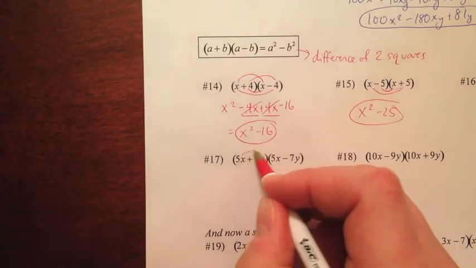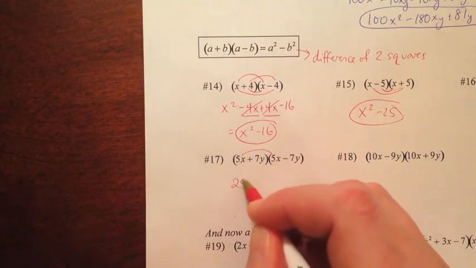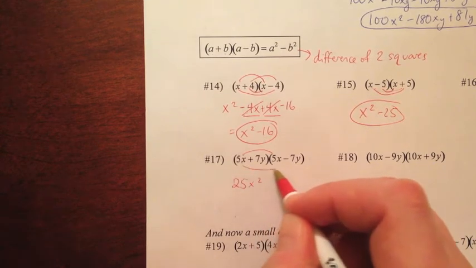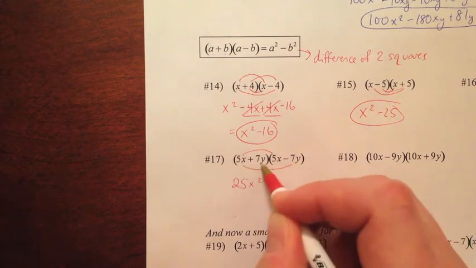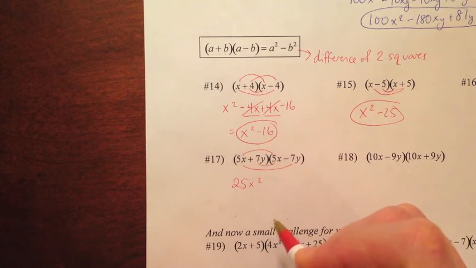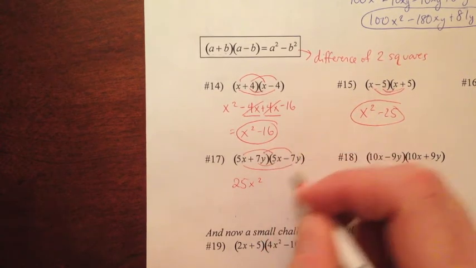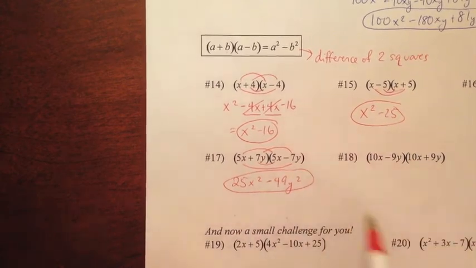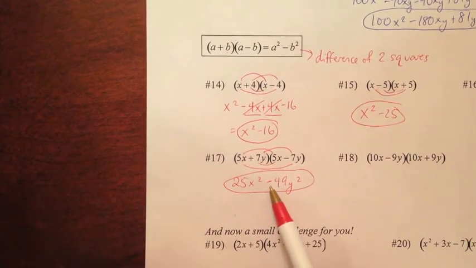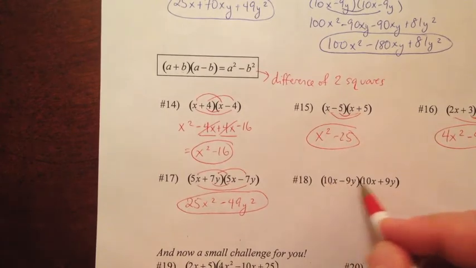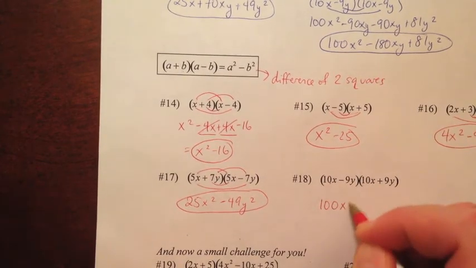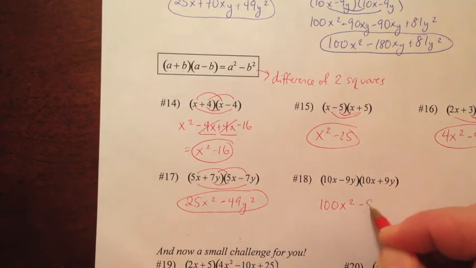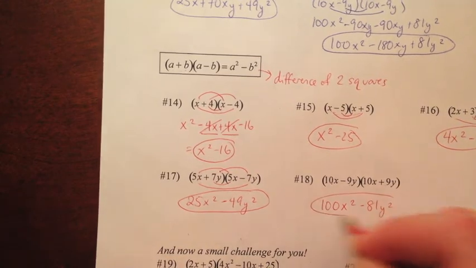17, 5x times 5x is 25x squared. The middle term would be negative 35xy, positive 35xy, that's 0. And then that becomes minus 49y squared. So notice it's a minus sign here between them. Last one would be 10 times 10 is 100x squared. Negative 9 times 9 is negative 81y squared.